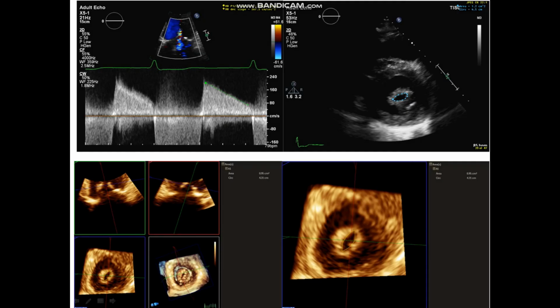We can assess mitral valve area from the apical four-chamber view, either by transthoracic or transesophageal echo, by the pressure half-time method, and from the parasternal short-axis view by the planimetry method, which is the method recommended by the European Society of Cardiology and the American Heart Association. But 3D echo offers a more accurate assessment of mitral valve area.